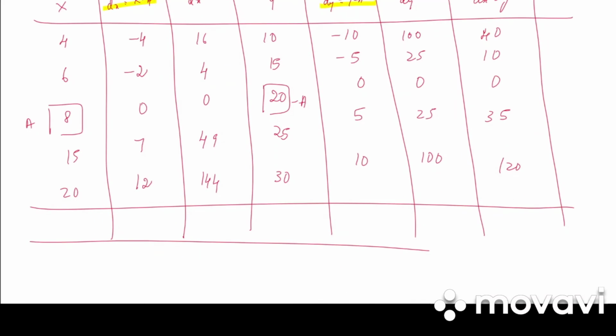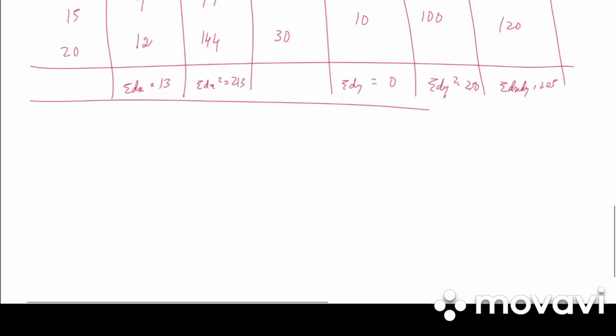So we need to find the total of everything. Summation dx is 13. Summation dx square is 213. Summation dy is 0. Summation dy square is 250. Summation dx dy is 205.